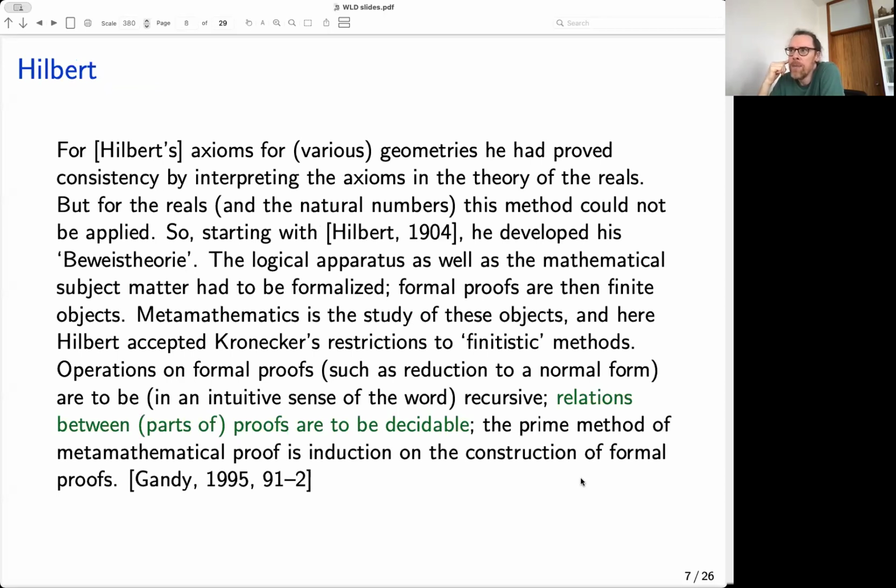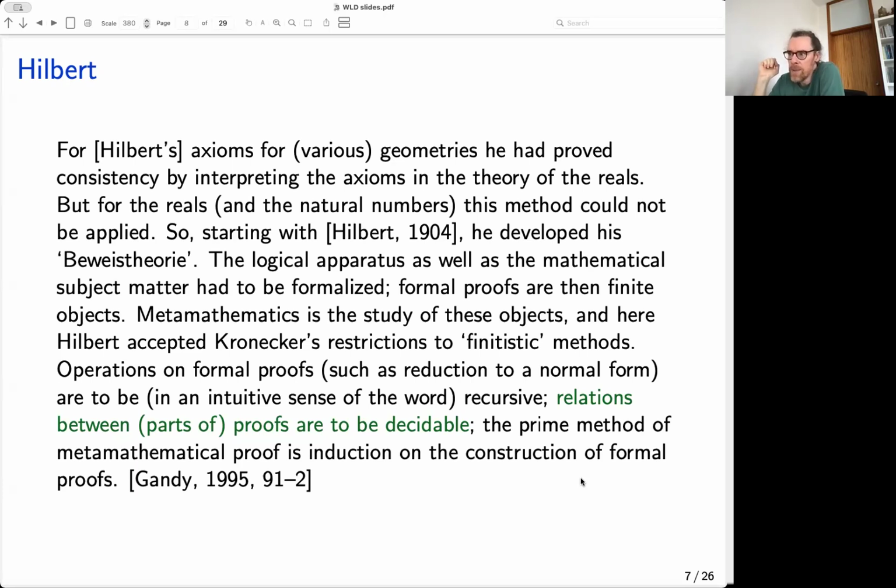For Hilbert's axioms for various geometries, he had proved consistency by interpreting the axioms in the theory of the reals. But for the reals and the natural numbers, this method could not be applied. So starting with Hilbert 1904, he developed his Beweis theory, a proof theory. The logical apparatus, as well as the mathematical subject matter, had to be formalized. Formal proofs are then finite objects. Metamathematics is the study of these objects. And here Hilbert accepted Kronecker's restrictions to finitistic methods.